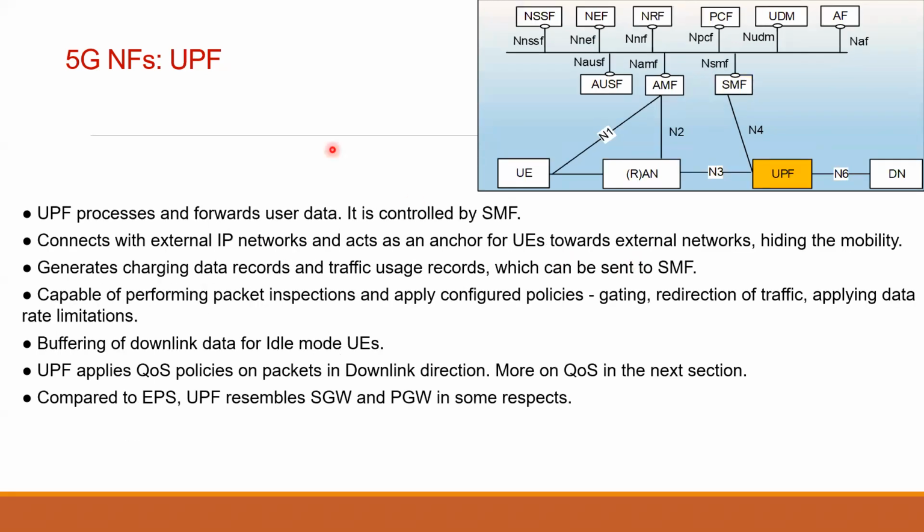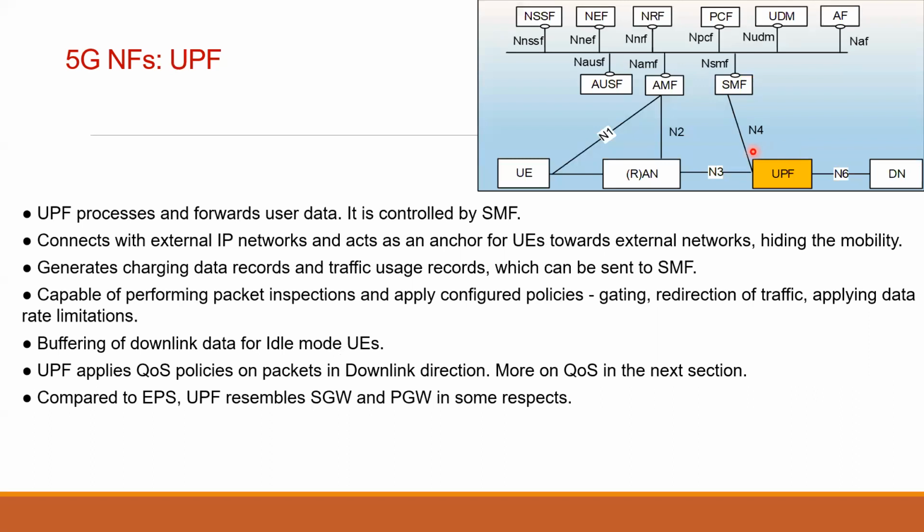The third function which we are going to discuss is your user plane function. As its name indicates, it's responsible for handling the user plane data. So it processes and forwards the user data, which is controlled by the SMF. It connects with the external IP networks. It also generates the data records, traffic usage data records, which can be sent to SMF, and then SMF sends it to your CHF.